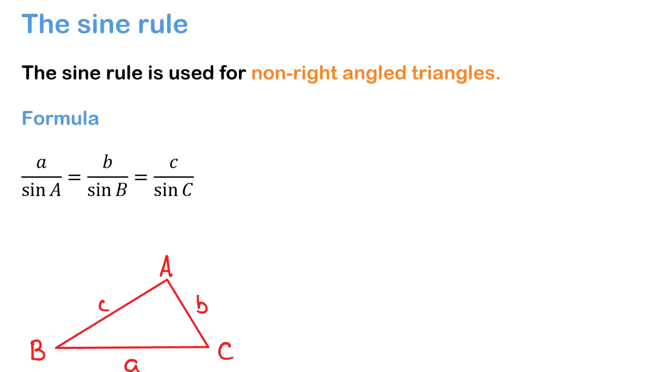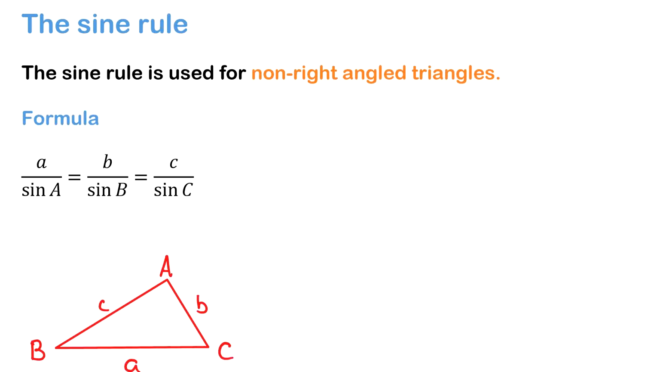In this video, we're looking at the sine rule. The sine rule is used for non-right angled triangles. For right angled triangles, we use our normal trigonometry: sine, cos, and tan. For non-right angled triangles, we can use what we call the sine rule.